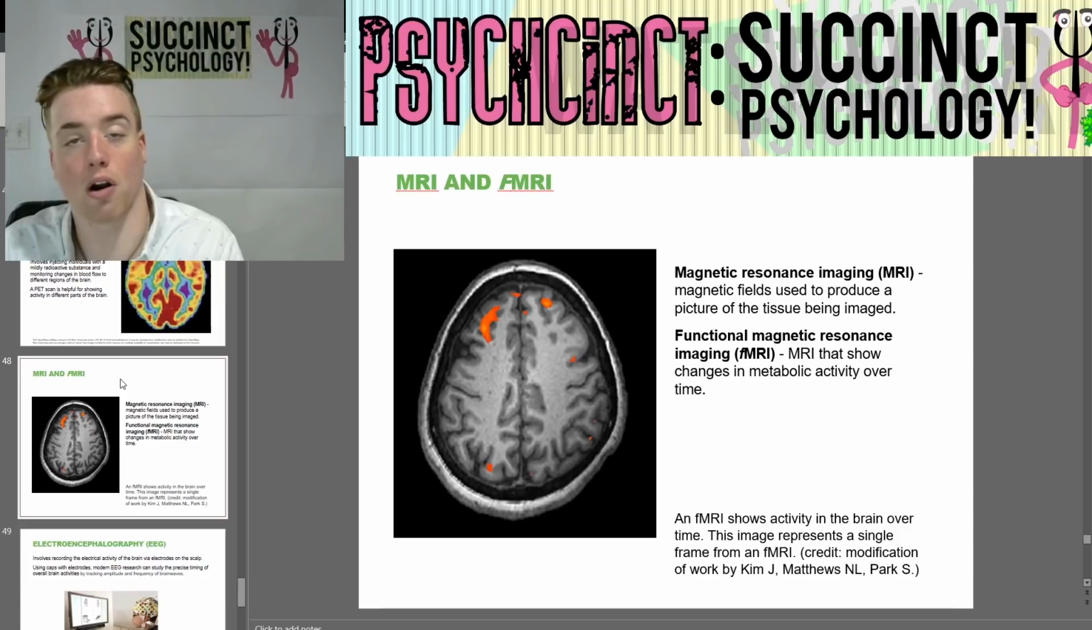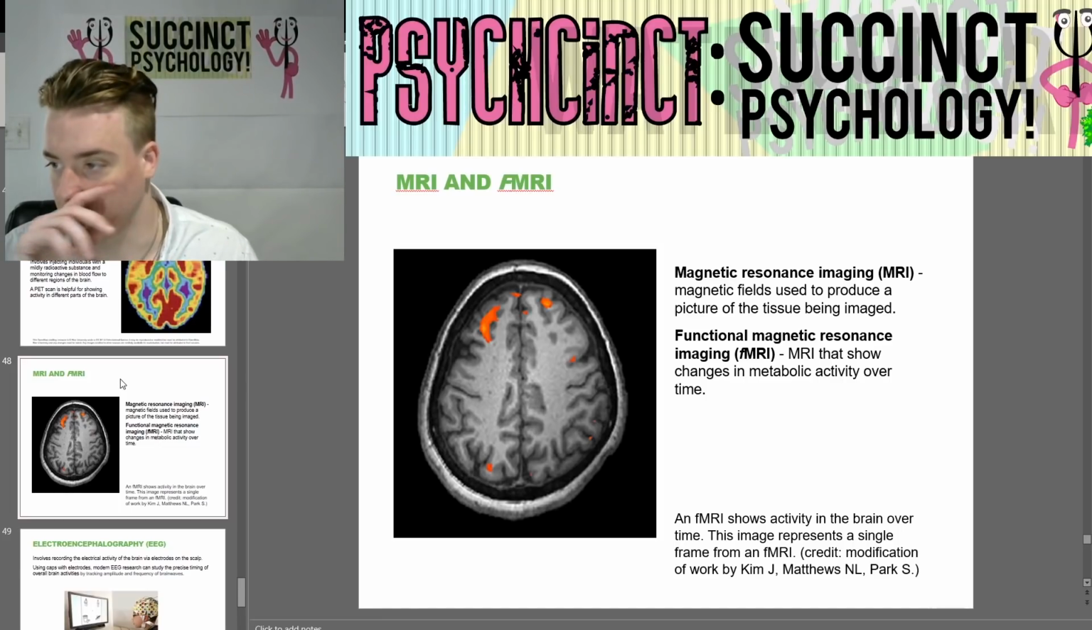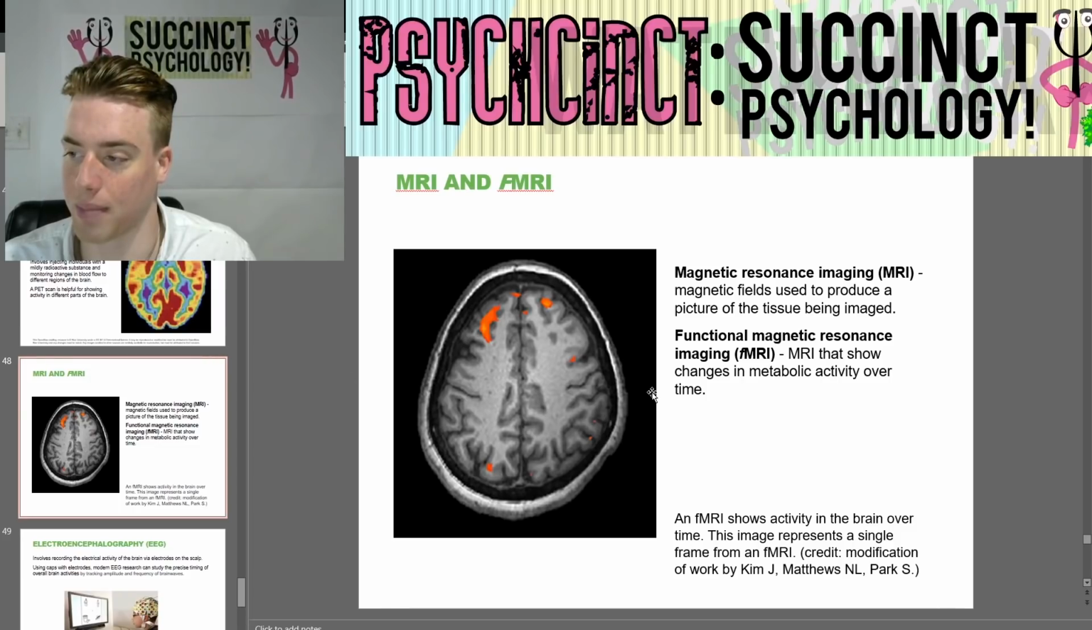Next, we have MRI and an fMRI. So an MRI is magnetic resonance imaging. So magnetic fields are used to produce a picture of the tissue being imaged. And a functional magnetic resonance imaging, or fMRI, is an MRI that shows changes in metabolic activity over time.